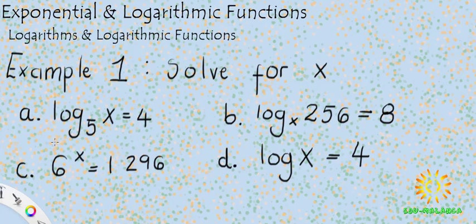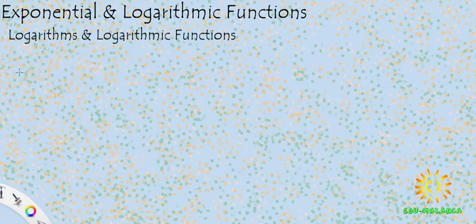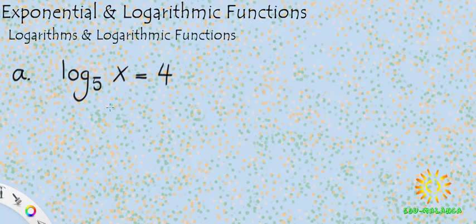In question A, we're told that log base 5 of x is equal to 4. Let me rewrite it on this page. A, we're told that log base 5 of x is equal to 4. To solve this question, let's recall the relationship between exponential functions and logarithmic functions.